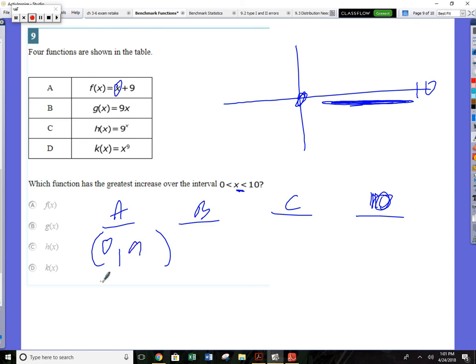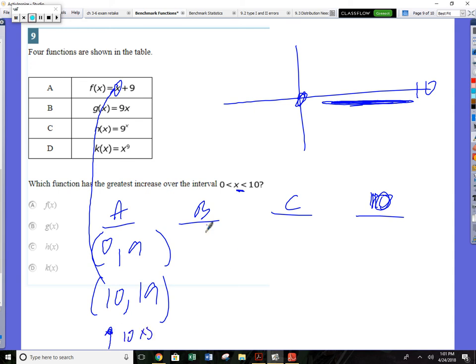And let's put a 10 in. What does 10 spit out? If you put a 10 in here for x, what's 10 plus 9? 19. So now, Tyler, it went from a 9 to a 19. So how much did it increase? So this one went up 10 times.